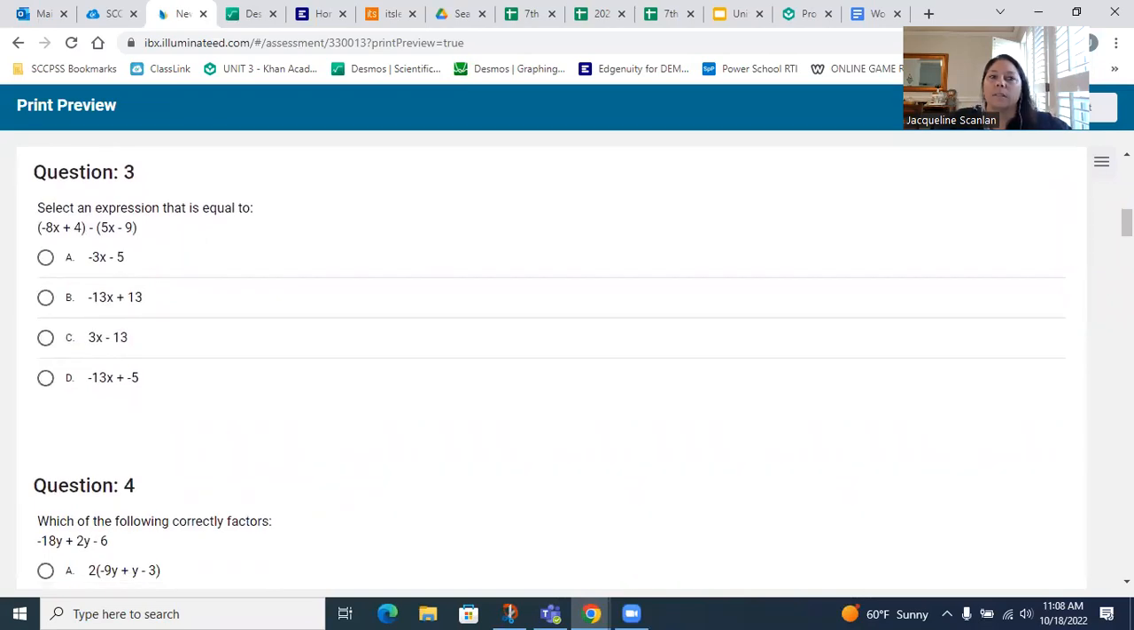Okay, question 3 says, select an expression that is equal to this subtraction. So this one is probably one of the most challenging ones you're going to see. And I am going to show it to you in one specific way because I think it's the easiest way. In math, there's always more than one correct way to do a problem. But I'm going to focus on the strategy that I think is the easiest. Okay, so the original expression is negative 8x plus 4. And to that, I am subtracting from it 5x minus 9.